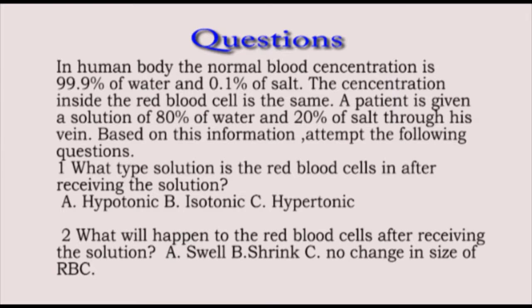What type of solution are the red blood cells in after receiving the solution? A. Hypotonic. B. Isotonic. C. Hypertonic. What will happen to the red blood cells after receiving the solution? A. Swell. B. Shrink. C. No change in size of red blood cell.